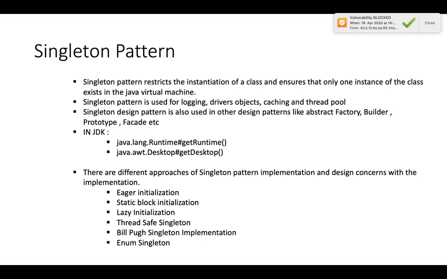We use this pattern to avoid unnecessary instantiation, because instance creation is a bit of a heavy operation in Java. And why create unnecessary objects when one object can suffice? There are many use cases for that, like logging, the driver object, the caching object, or the thread pool. They're all using this pattern. If you look into the JDK, like the Runtime instance or the Desktop instance in the AWT package, they're also implemented in this way.